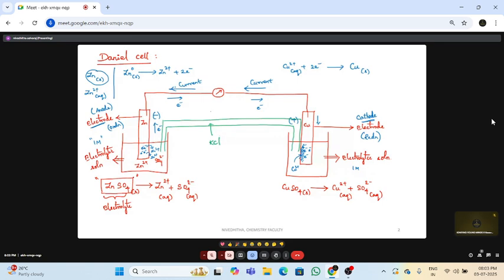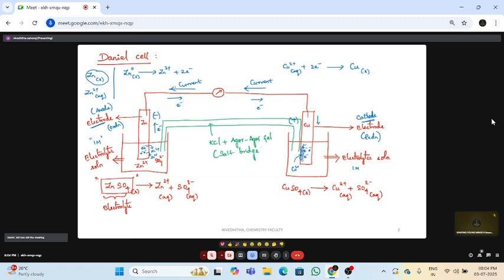Obviously, salt will not stay inside this inverted tube, right? So I'm going to mix the salt in a gel called agar-agar gel. I'm going to mix potassium chloride in agar-agar gel, and fill this inverted U-shaped tube. Now I've connected these two beakers and completed the circuit, and definitely current will flow from copper to zinc. There are two main roles of this green bridge, and this bridge is called the salt bridge.